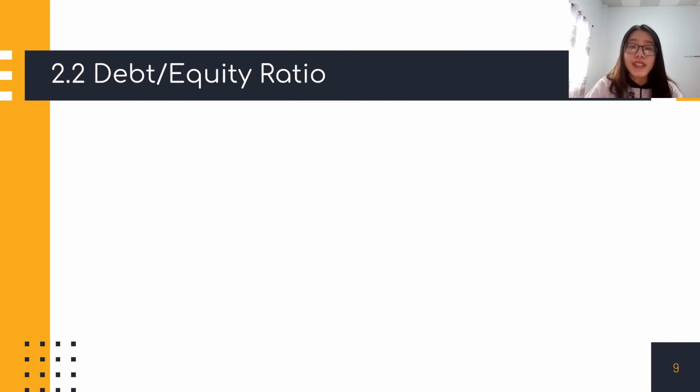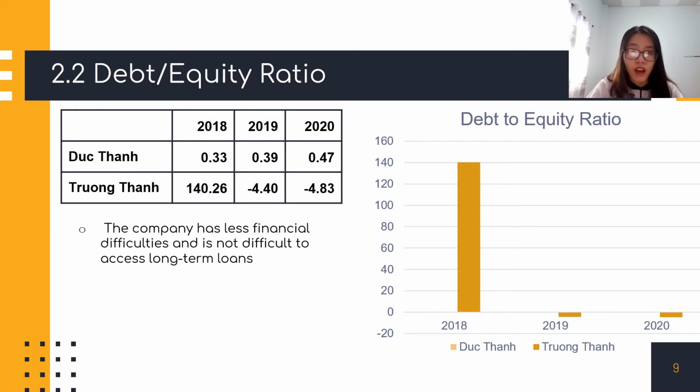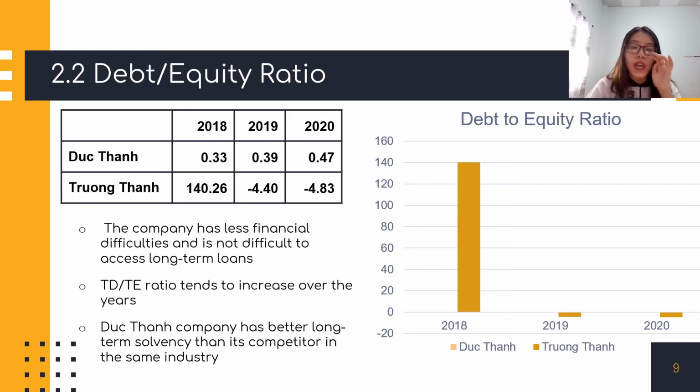Now, let's take a look at the debt to equity ratio. Based on the figure in the data table here, the company has less financial difficulties and is not having difficulty accessing long-term loans. Meanwhile, this ratio of the rival company is very high in 2018 and negative in 2019 and 2020 due to the negative equity. So it means that Đức Thành company has better long-term solvency than its competitor in the same industry.